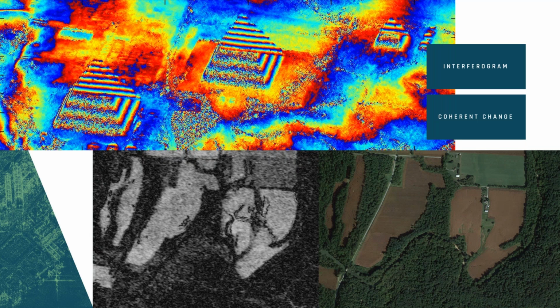And on the top you can see an interferogram showing the fringes in the Giza pyramids, and the coherent change is a typical other use case for interferometry.